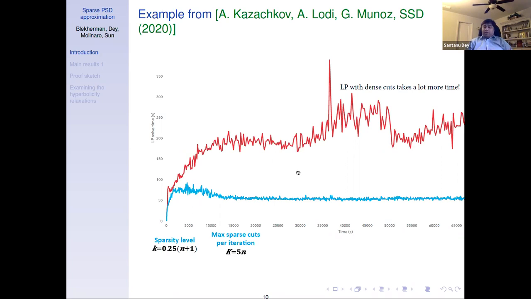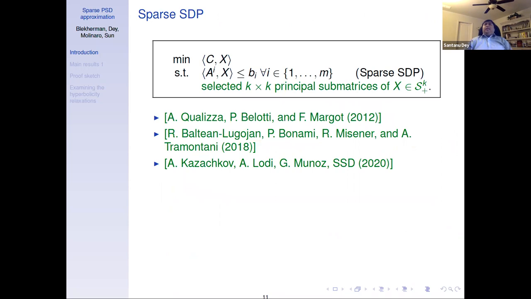All right, so that is enough motivation. I want to say that we are not the first ones to try this. There's a very nice paper from a couple of years back by Radu Baltean-Lugojan, Pierre Bonami, Ruth Misener, and Andrea Tramontani, who did something similar. In fact, they used machine learning to select these K by K principal submatrices. Very interesting paper. And this was tried much earlier by Andrea Qualizza, Pietro Belotti, and François Margot, trying to solve SDPs by cutting planes. You only use an underlying LP solver, but you try to add cuts that are as sparse as possible.